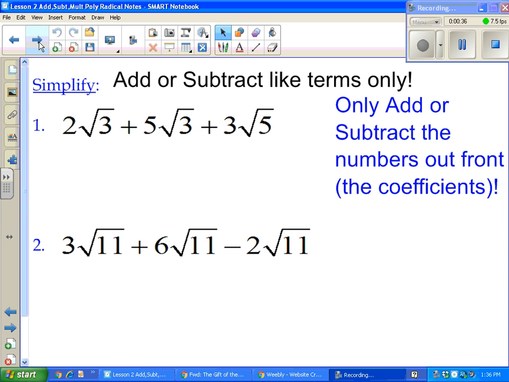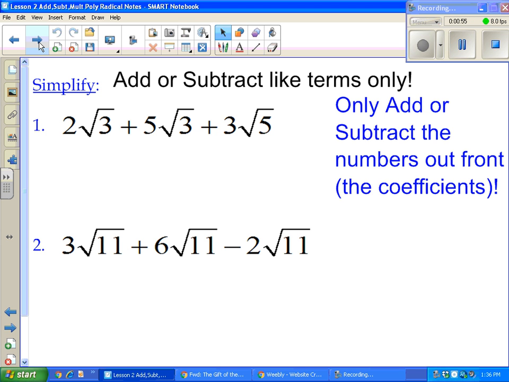So we first of all have to find what's called like terms. What I mean is kind of like adding x's and y's. You can only add x terms to x terms. You can only add y terms to y terms. So we kind of have to say the same thing here.